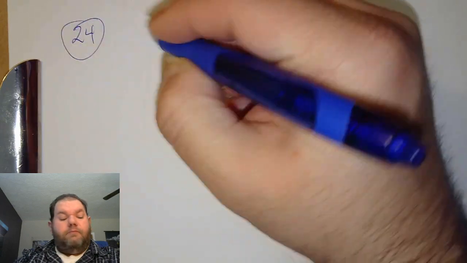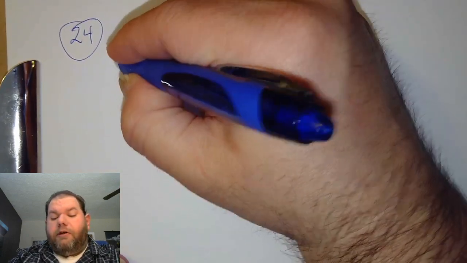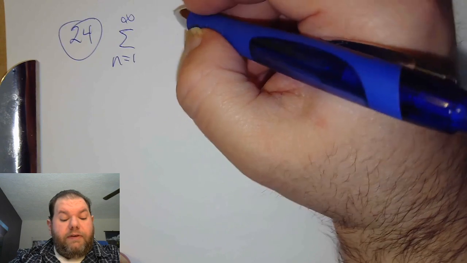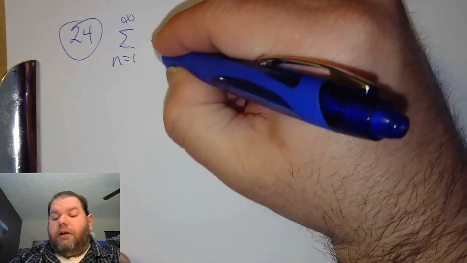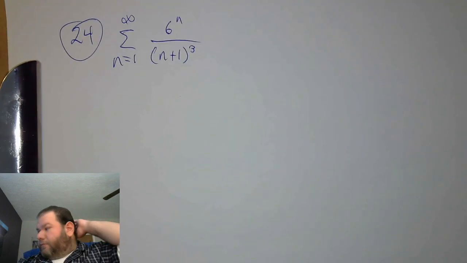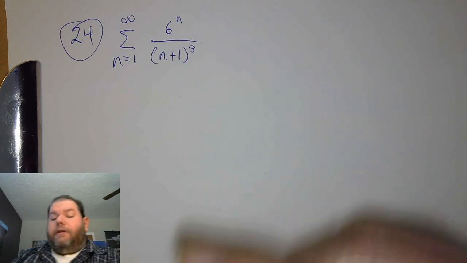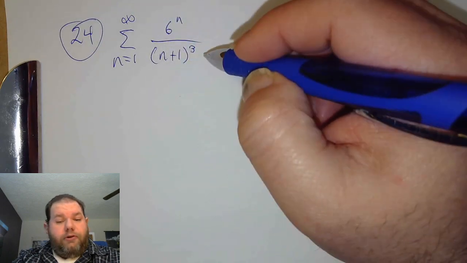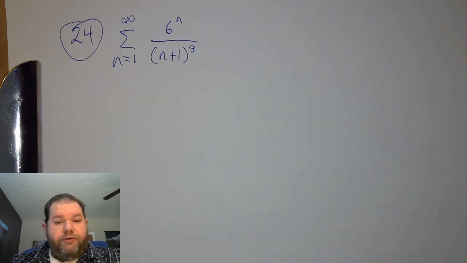Look at 24 next. With sum n equals 1 to infinity, see, this is 6 to the nth power in the numerator, and n plus 1 to the third power in the denominator. Now, this is a ratio of an exponential term and a polynomial term, which means it's a good candidate for the ratio test with two different types of expressions in there.